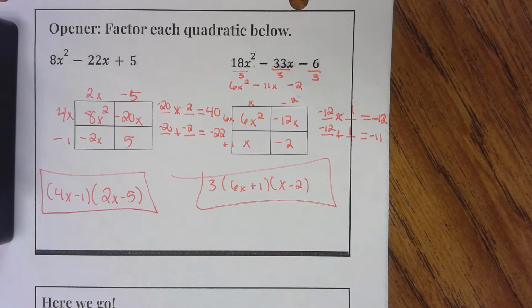All right, then the second problem. I do notice that there's a GCF there of 3. All those numbers are divisible by 3. If you don't factor out the 3, that's okay. Okay, I'm going to show you the other answers that you might get if you don't take out that 3.